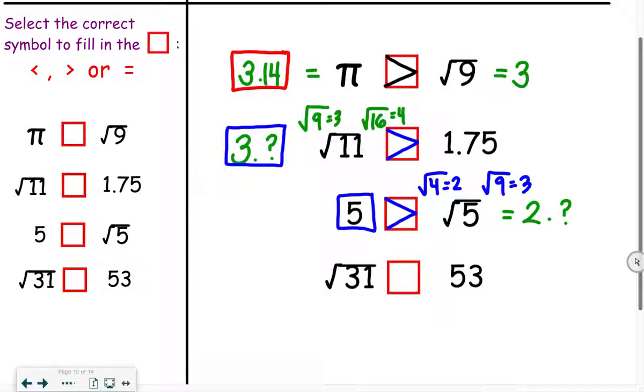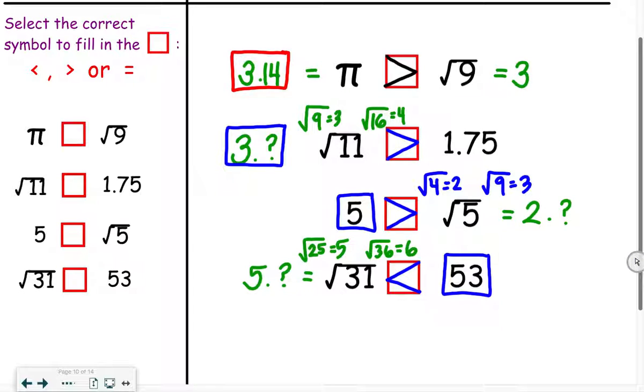And then last but not least, square root of 31. So 25 and 36 are the two perfect squares on both sides. Square root of 25 is 5. Square root of 36 is 6. So it's going to be 5 point something. It's in between 5 and 6. So 53 is bigger than 5 point something. So the mouth eats the 53.